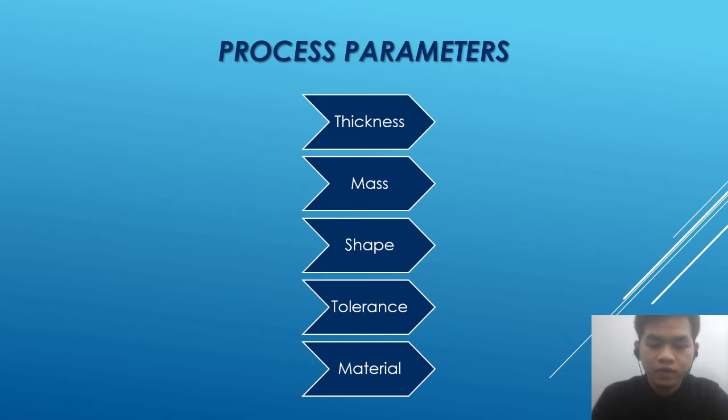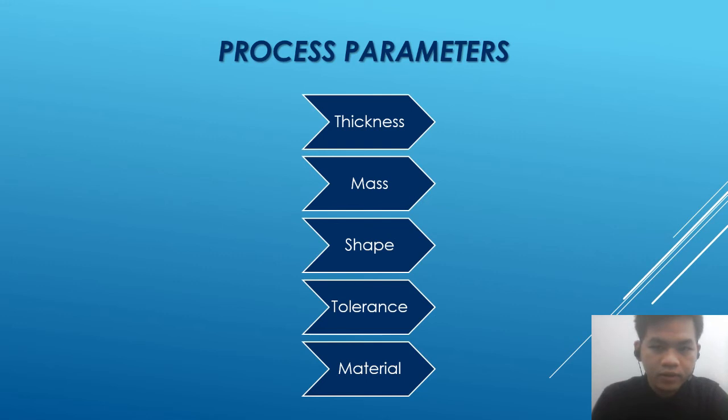The thickness of the product must be suitable for the manufacturing process. The manufacturing process used for this product is laser sintering. This machining process allows the thickness of the product to be as minimum as 0.8 millimeter. So the manufacturing process used for this product is suitable.